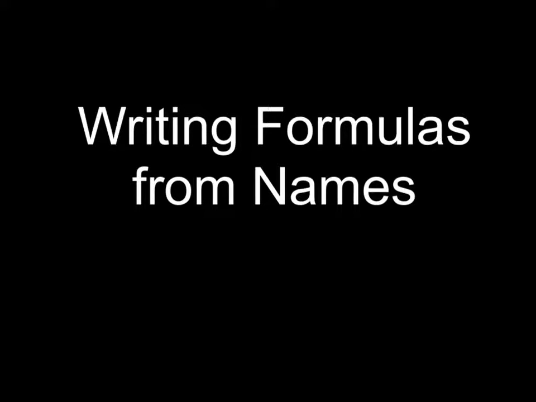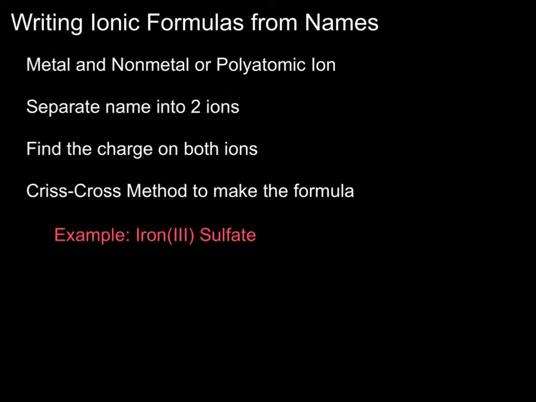This screencast is about how to write formulas from the names of compounds. Previously, we looked at the rules that we work our way through when we're given a formula and we want to write the name. So now we're going in reverse. When we are writing formulas from names for ionic compounds, we're going to be looking at a metal and a nonmetal, or there may also be polyatomic ions, but the key here is that we're dealing with ions.